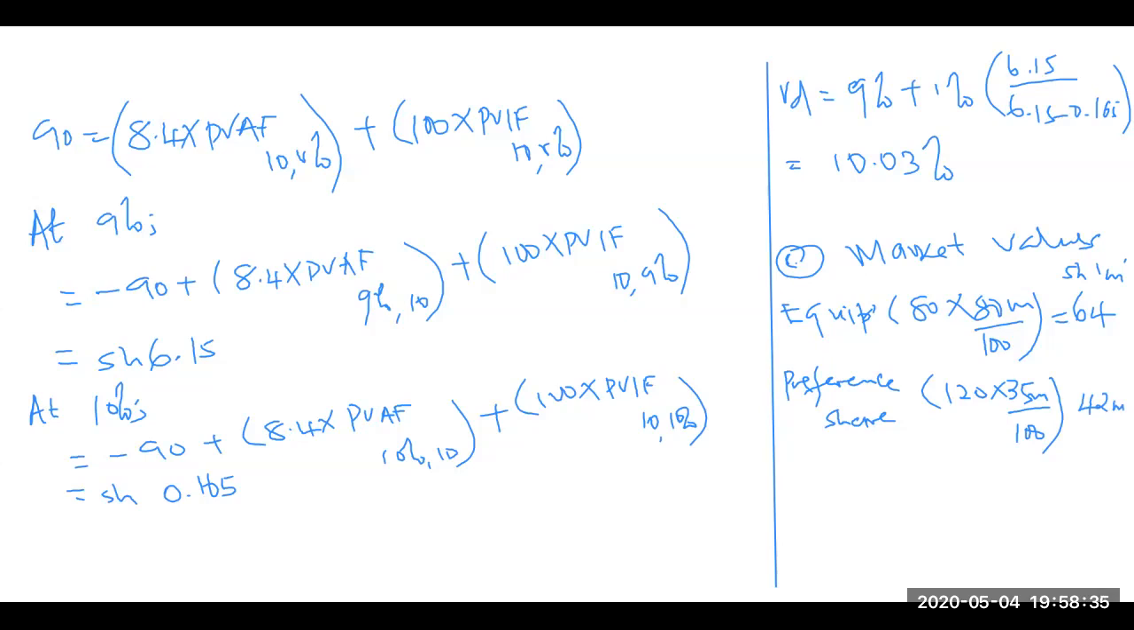Then get the market value of the company debentures. The debentures can be issued in the market at 90. So the market value 90 times the number of debentures issued. The nominal value of the debenture is 27 million. We divide by the nominal value per debenture, which is 100, to give us the market value of the debentures.